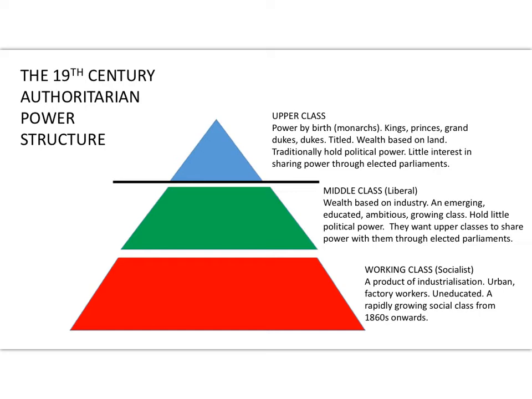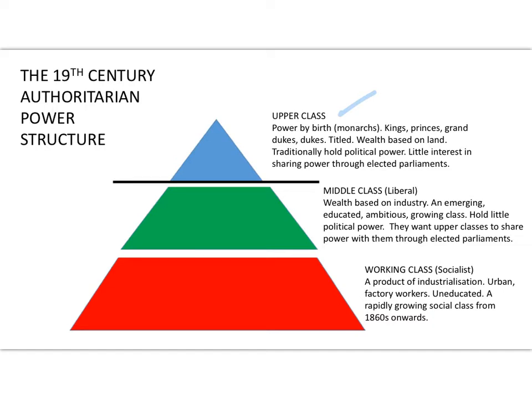Now, as you can see, it's useful to view the social pyramid as three different classes. So we have the upper classes, who you've got the basic text there, are a titled class. The upper classes.